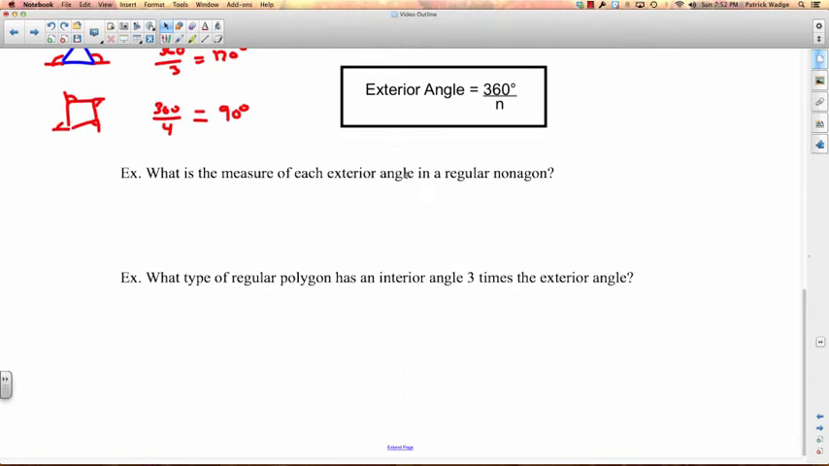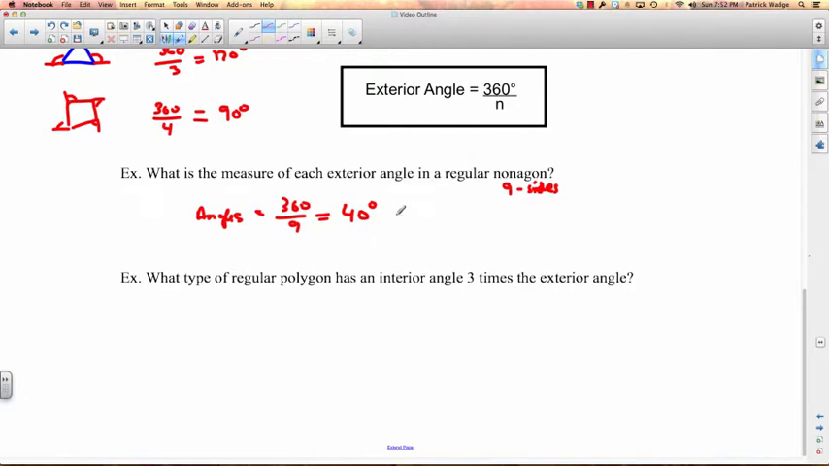What's the measure of each exterior angle in a regular nonagon? A nonagon has 9 sides. So nice and easy. Whoa, that says 9 sides. Nice and easy. You're just throwing it in here. Each angle, or the angles I guess, are equal to 360 divided by 9, 40 degrees. Each of the exterior angles in a regular nonagon is 40 degrees.